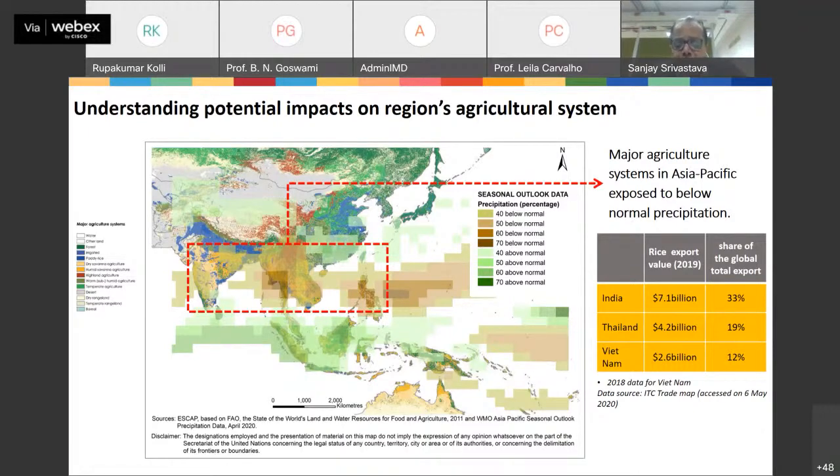For example, in India, it's rice export. In the global value chain, India contributes 33%. Similarly, Thailand contributes 19%, Vietnam 12%. So flood or drought during the monsoon period is going to impact the global supply chain of the food system. And that's very important information for the impact and policy dynamics.